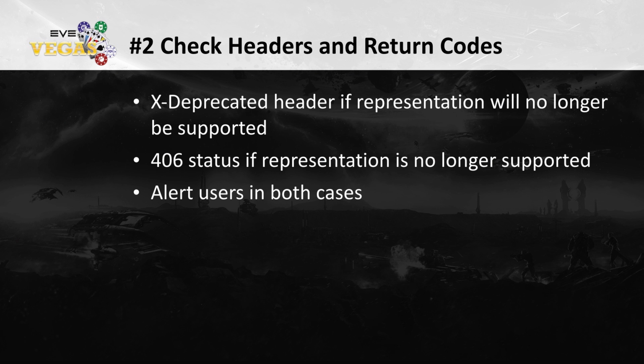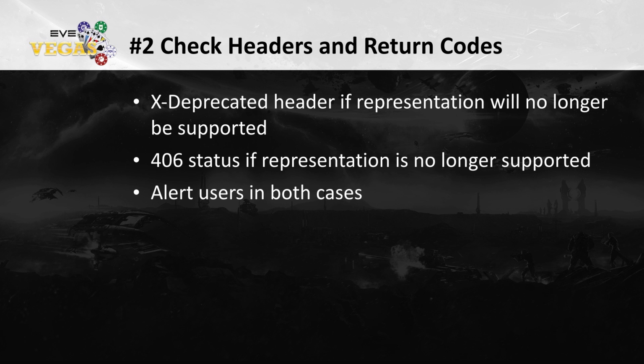So because of that, rule number 2 is you should always check the headers and return codes when you make requests. The CREST will add an X-Deprecated header if the representation will no longer be supported in the future. So in the example where there's an API version 3 and an API version 4, hopefully in order to minimize the disturbance to clients, for a period of time both version 3 and version 4 would be supported and could be returned by the CREST, but version 3 would have this X-Deprecated header added to it. And if your application sees that X-Deprecated header, it should alert users. It should pop up a dialog or do something that says, hey, this version of this client may not be supported in the near future. You may need to reach out to the developer and find out if there's a new version, or ask them to update it if there isn't a new version already.